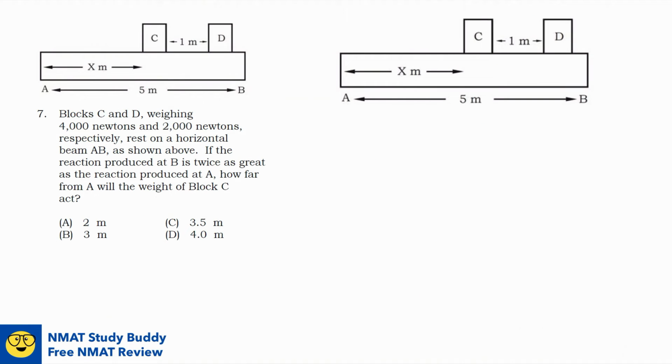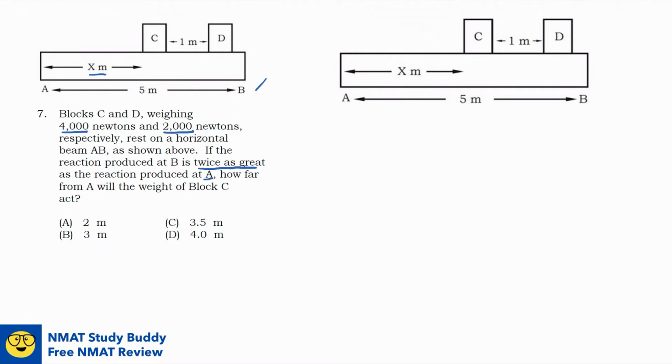Number 7, block C and D weighing 4,000 newtons and 2,000 newtons respectively rest on a horizontal beam AB as shown above. So ito, if the reaction produced at B is twice as great as the reaction produced at A, how far from A will the weight of block C act? So yung hinahanap mo dito is tong X meters, kung saan mag-a-act yung weight ng block C dun sa horizontal beam.